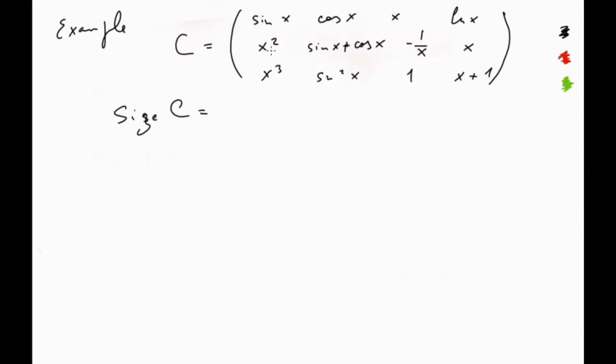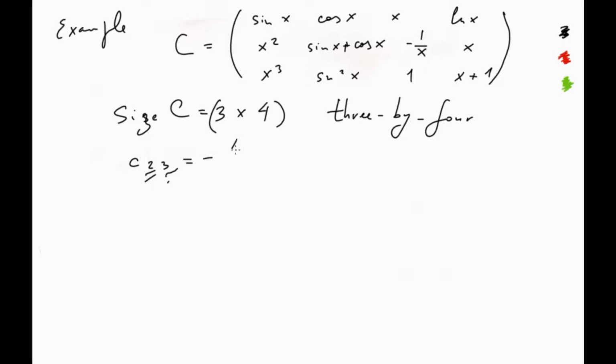we have to do the same thing as we performed before. We have to calculate the number of columns and rows. So we have here 3 rows and 1, 2, 3, 4 columns. So the size of the matrix is 3 by 4. For example, if you want to know c23, it is the second row, third column, 1, 2, second row, 1, 2, 3, third column, it is minus 1 over x.